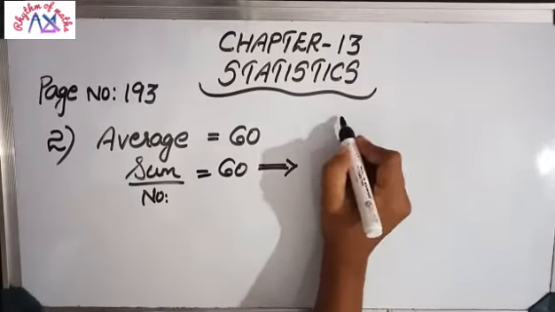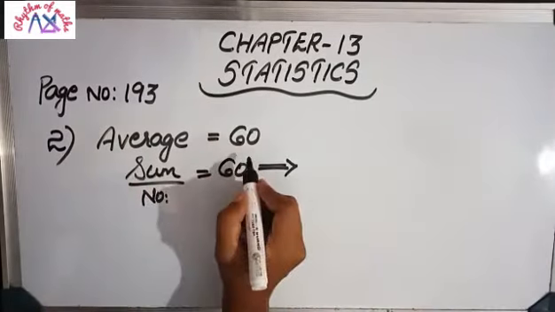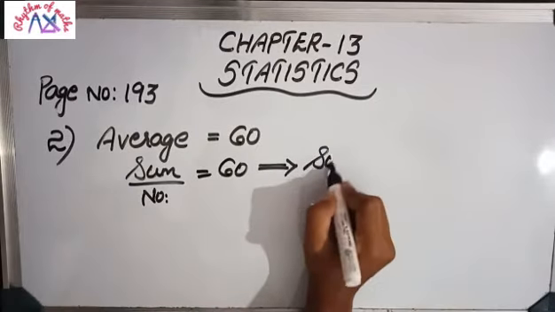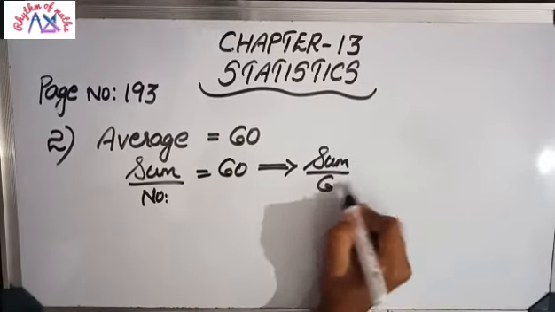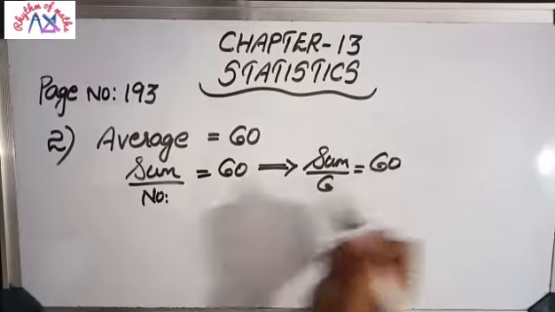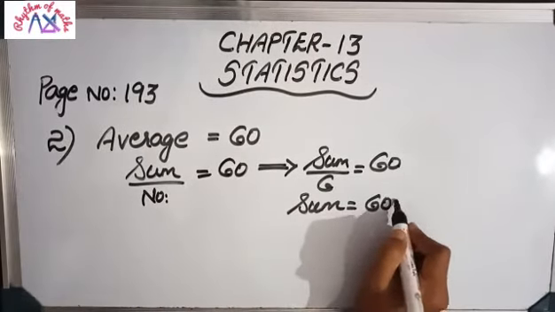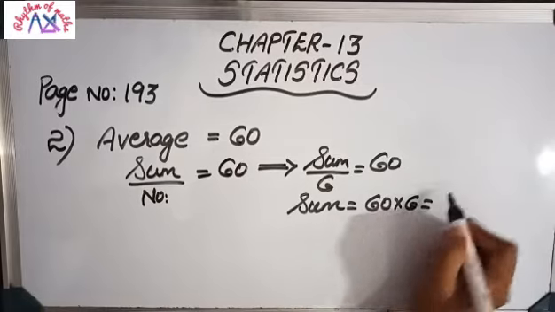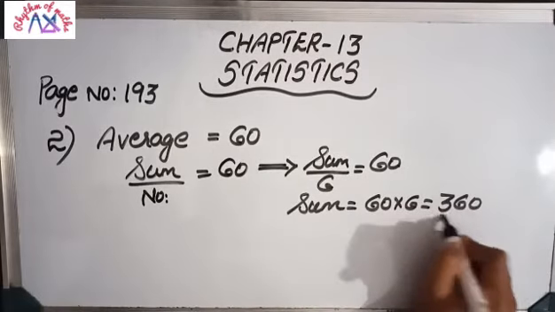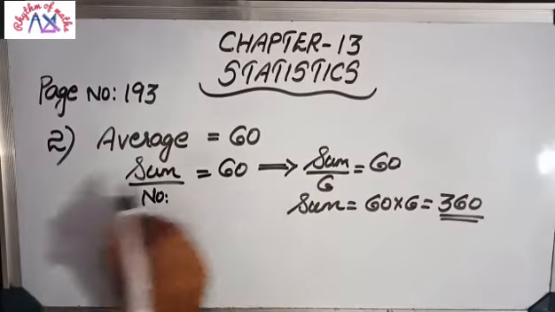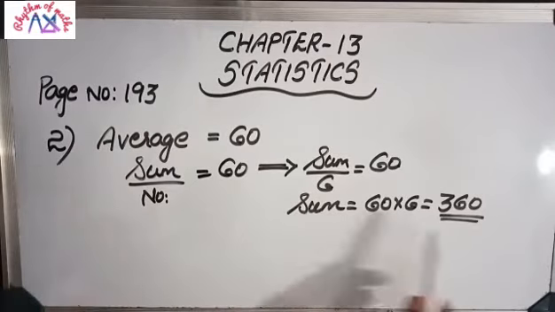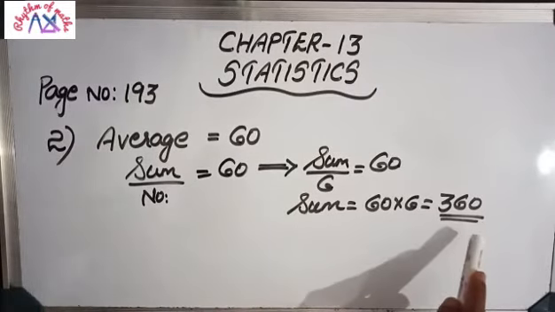Total 6 numbers must be there. Okay, 6 numbers, average is 60 here. So sum we don't know. Sum by 6 equal to 60. That means sum equals 60 into 6, that is 6 6s are 36, 360. That means when you add the total 6 numbers, we must get the answer as 360.